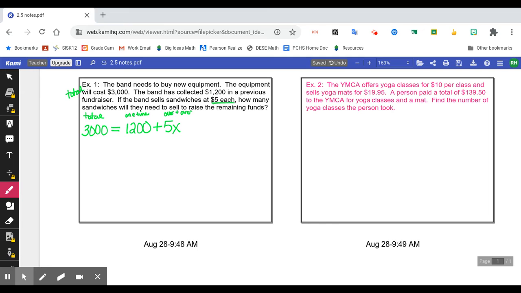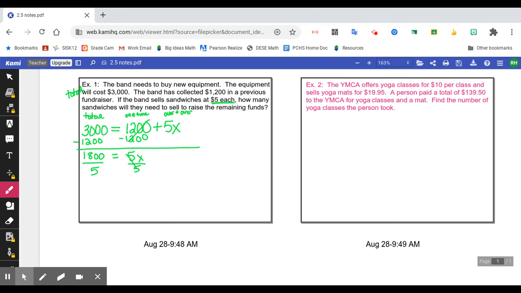Okay, now we just need to solve. So 1,200 is positive. I'm going to subtract it. These are gone. So we get 1,800 equals 5x. One more step, divide by 5.